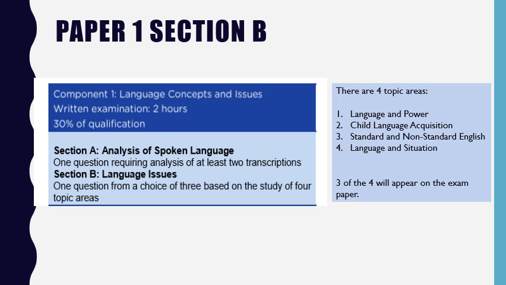It's Component 1, Section B, and those are the 4 areas: language and power, child language acquisition, standard and non-standard English, and language and situation. So the first 3 will appear on your mock exam paper, so you can decide which of those you would like to answer on.